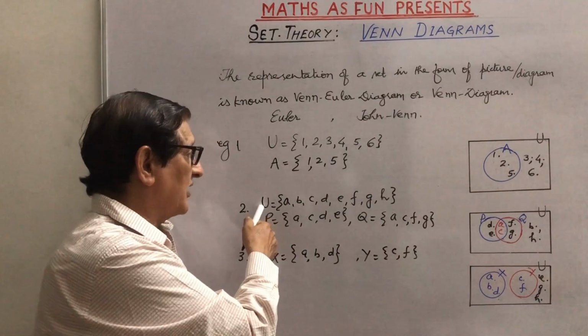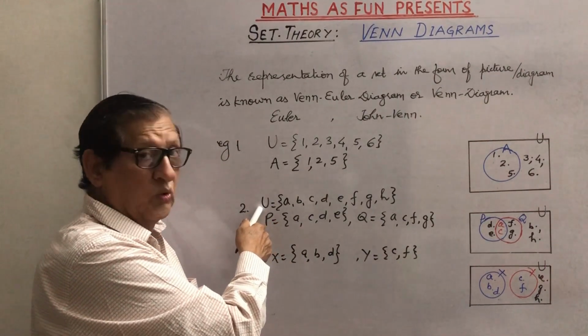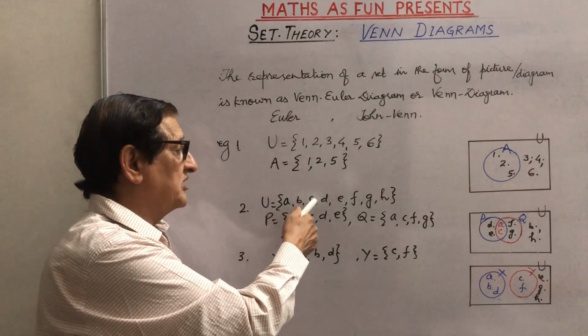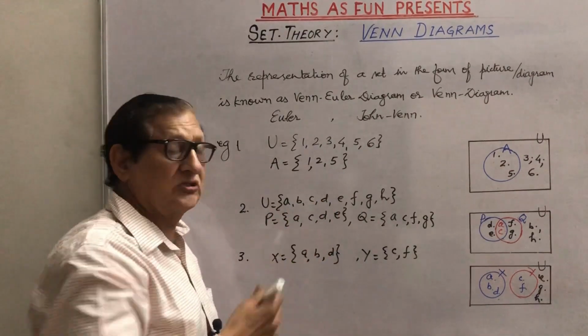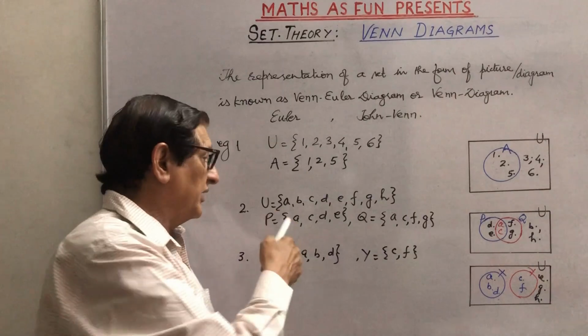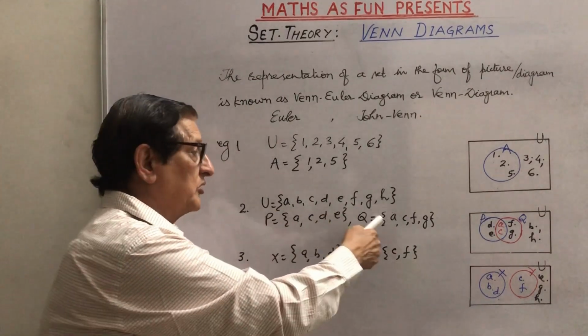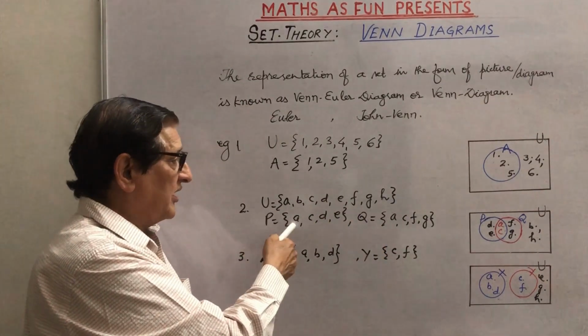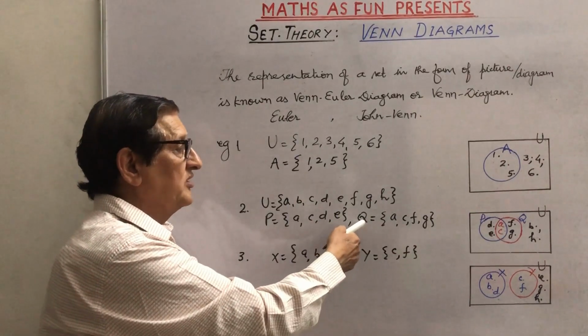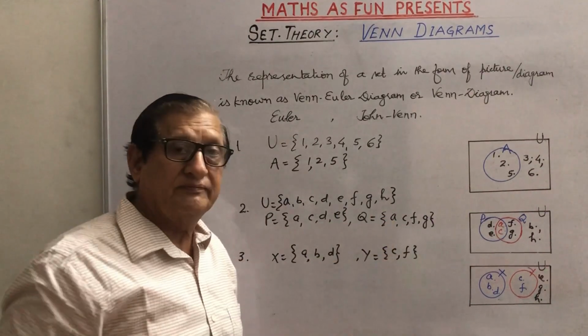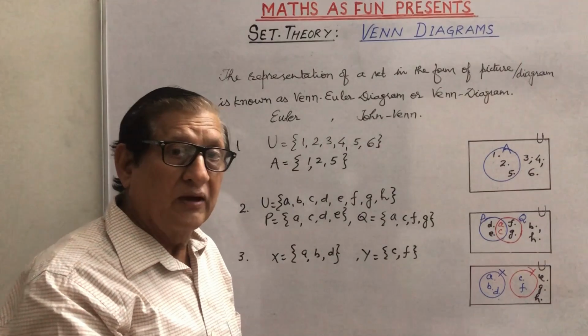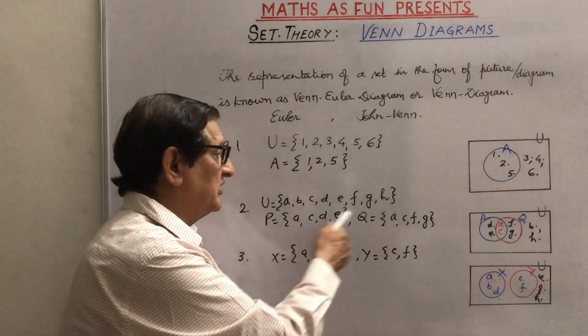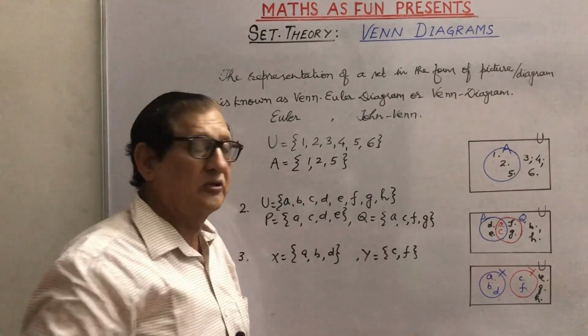Second example, we may have a universal set U having the elements A, B, C, D, E, F, G and H, and there are two sets P and Q. P has the elements A, C, D, E, and Q has the elements A, C, F, G. Here what we see is that A and C are two common elements in P and Q.